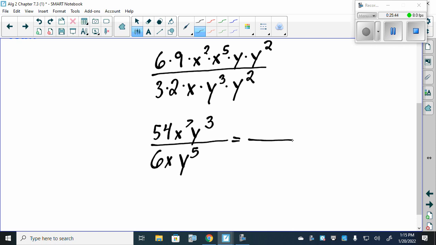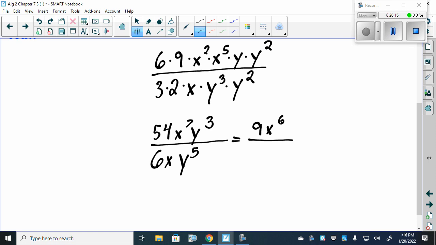And now we can simplify just like we just did, because we can do 54 divided by 6, which would end up giving us 9 over 1. X to the 7th over x, well, 7 minus 1 would be x to the 6th. And now we have y to the 3rd over y to the 5th. Well, 5 minus 3, or 3 minus 5 would be a negative.